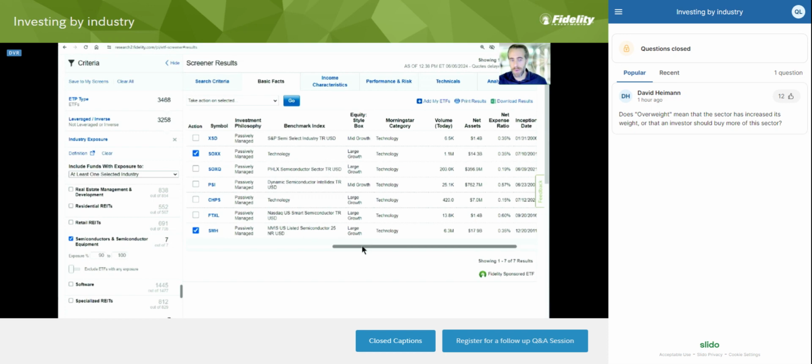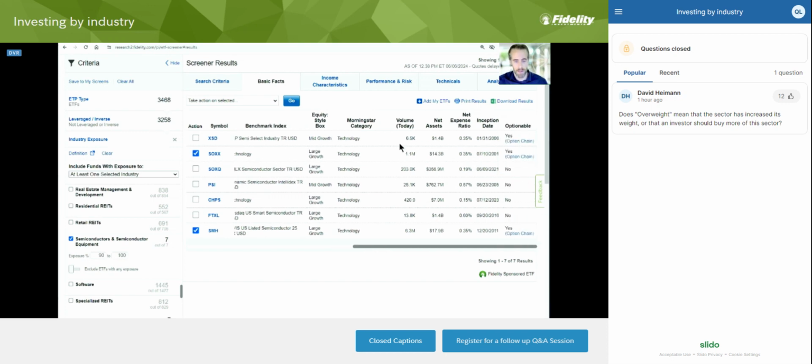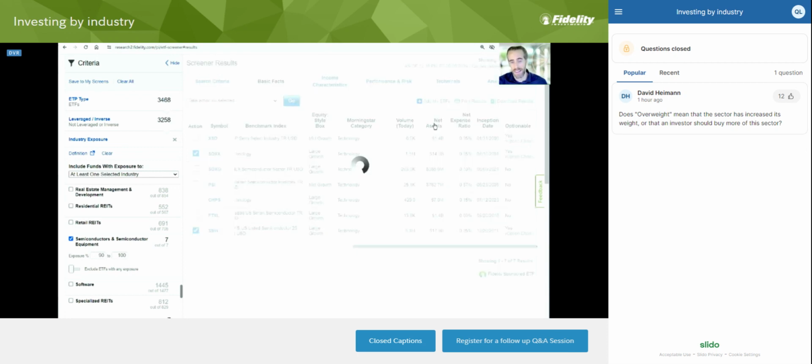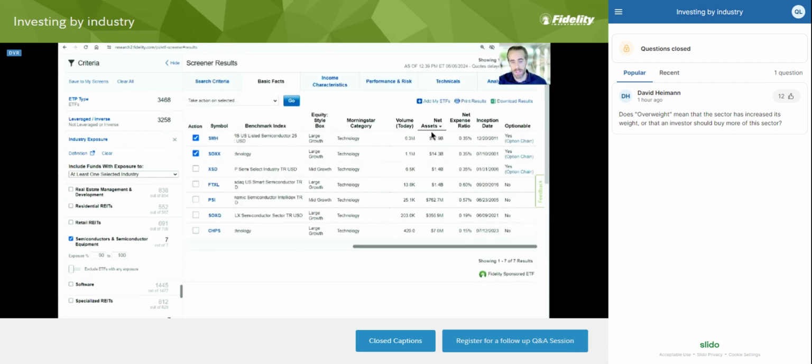Continuing with basic facts, we've got a few other categories that may or may not be important to you as a trader or investor. How many shares traded today? How large is the overall fund? If I click on net assets, it's going to sort from largest to smallest. Here we can see two of the ones that we looked at earlier are the largest by net assets. We can also see how long they've been in existence, and if they're optionable for you options traders out there.